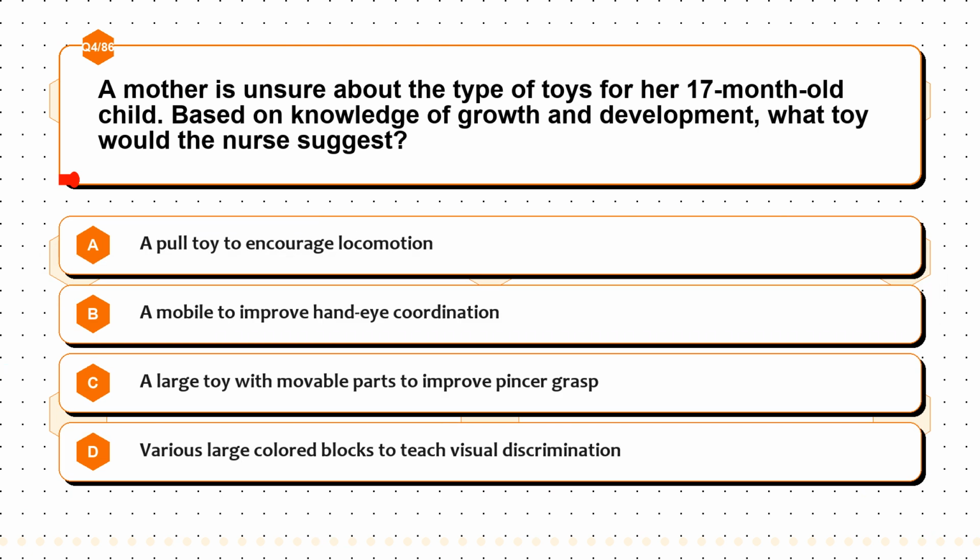Question 4. A mother is unsure about the type of toys for her 17-month-old child. Based on knowledge of growth and development, what toy would the nurse suggest? Here are the options. Option A. A pull toy to encourage locomotion. Option B. A mobile to improve hand-eye coordination. Option C. A large toy with movable parts to improve pincer grasp. Option D. Various large colored blocks to teach visual discrimination.